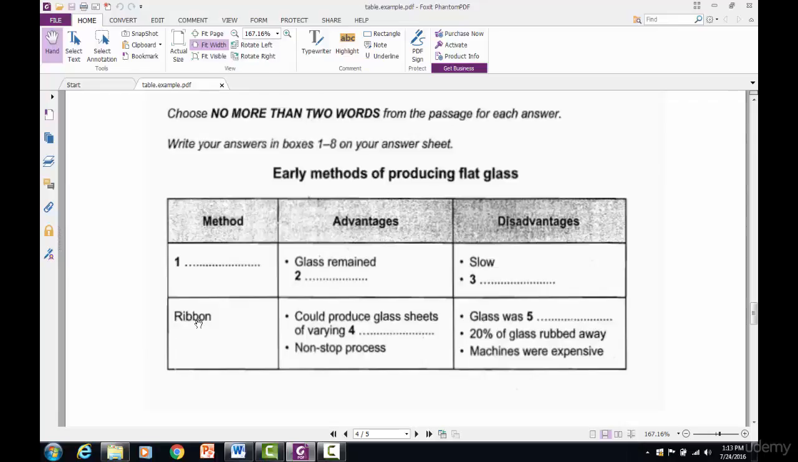So I'm going to look for ribbon, and then I'm looking for something that says could produce glass sheets of varying. So the answer for number 4 will connect to the word varying. Varying means like different, like varying sizes, right? And number 5, it says the glass was blank. All right, and then we also have 20% of the glass rubbed away. Machines were expensive. So number 5 most likely is going to come before this language of 20%, but 20% is going to be easy to find, right? That's going to be easy to find. All right, so let's take a look.